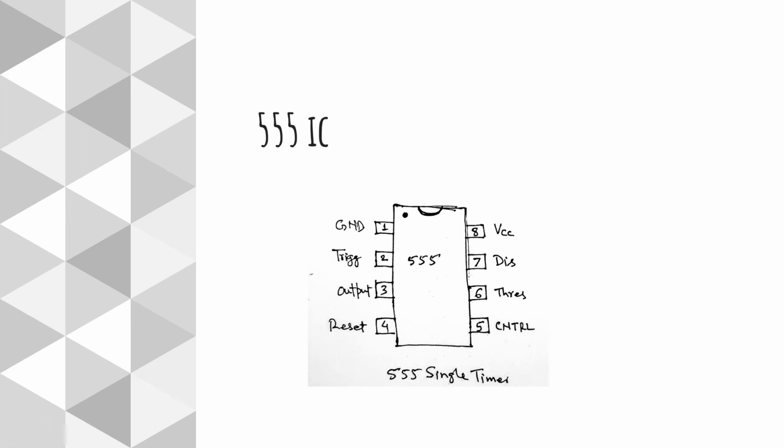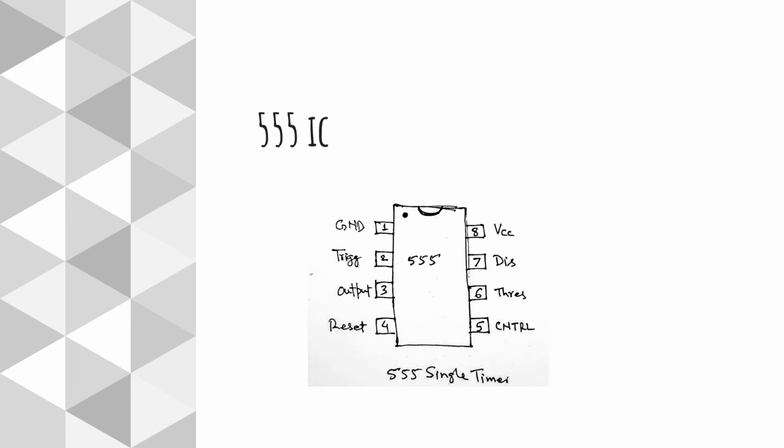Pin number 5. Control. The purpose of this control voltage is to change the timing characteristics. When this pin is not in use, it is connected to ground through a capacitor of approximately 10 nanofarad to prevent noise which might affect the internal voltage divider.